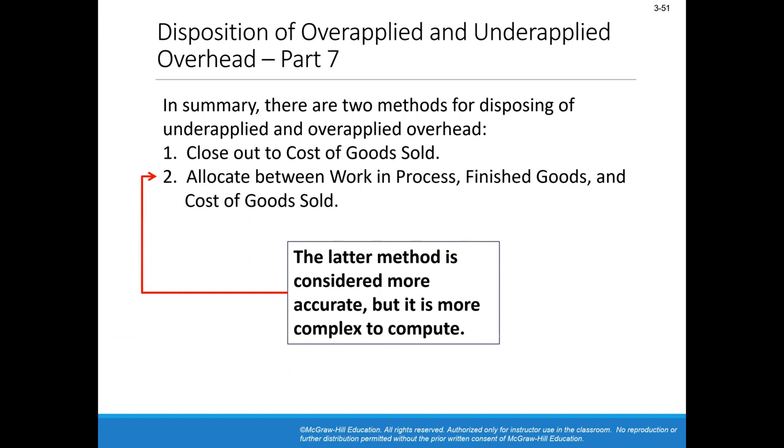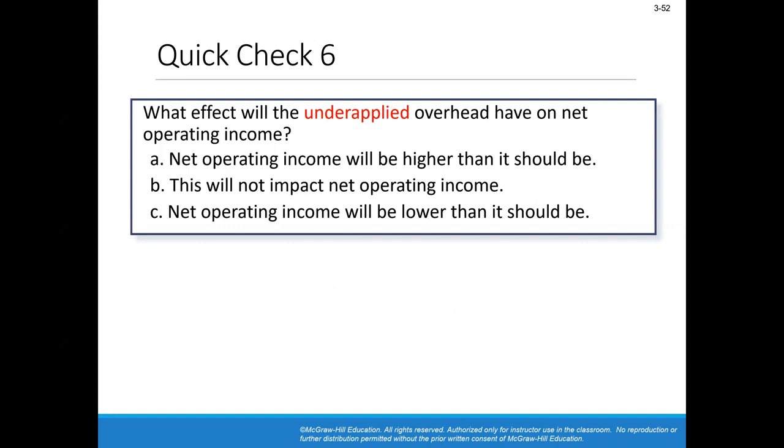All right, so I talked a little bit about how we can close it to cost of goods sold. That's the easier way to do it. However, when we allocate between the three accounts, it's probably a little bit more accurate, and maybe they don't want to do it because it's a little bit too complex. So it just depends, but it probably would be a little more effective if you broke it out between the three accounts.